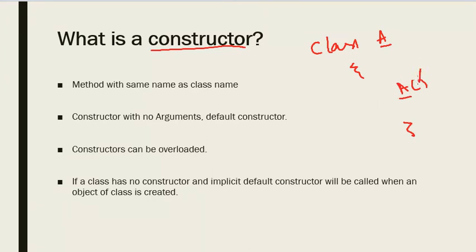One constructor with no arguments, which is called a default constructor, and a constructor with arguments. The arguments can be of any data type, strings, ints, or any. It can be an object of another class. So this is what a constructor actually is: a function with the same name as the class name, and it can have arguments or no arguments. And if it has no arguments, it's called a default constructor.